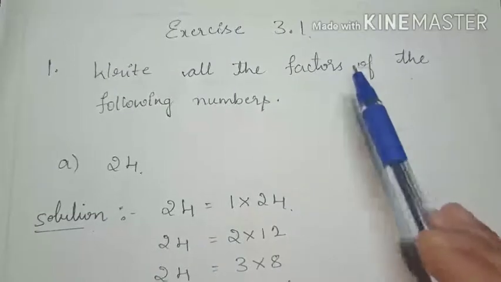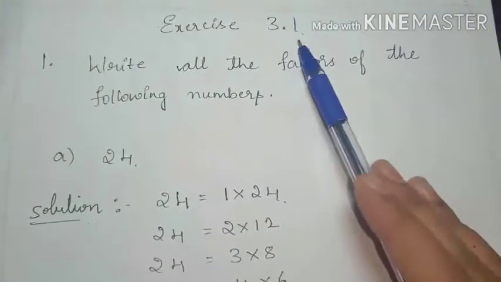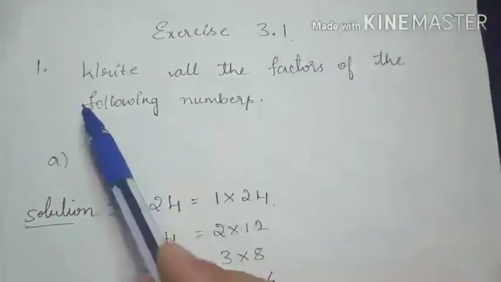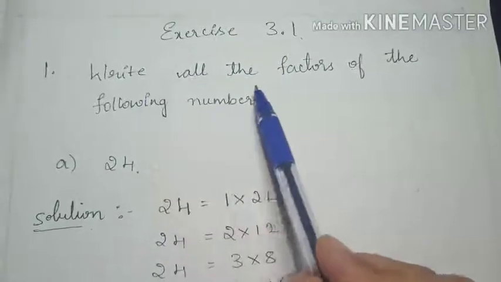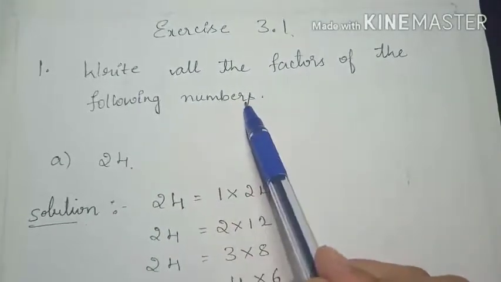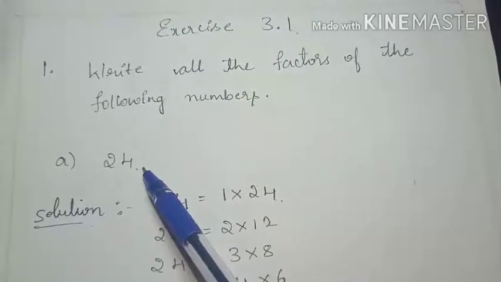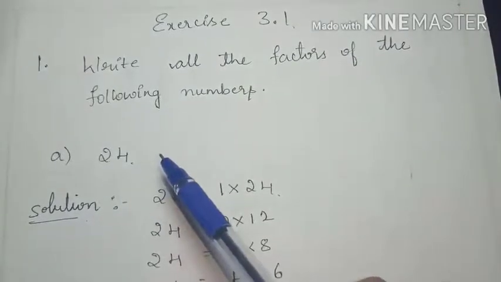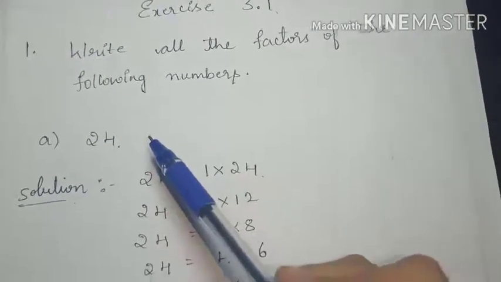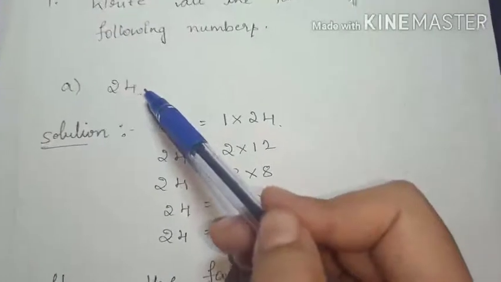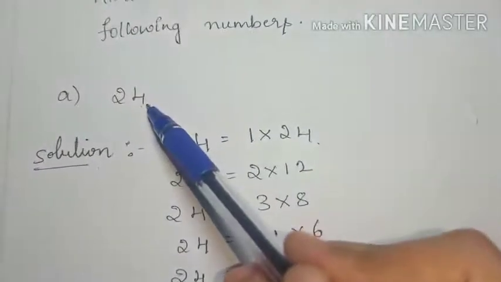Let us solve some workbook questions. Exercise 3.1. The first question is, write all the factors of the following numbers. They have given some numbers. For that we have to find out the factors of them. The first number which they have given is 24.